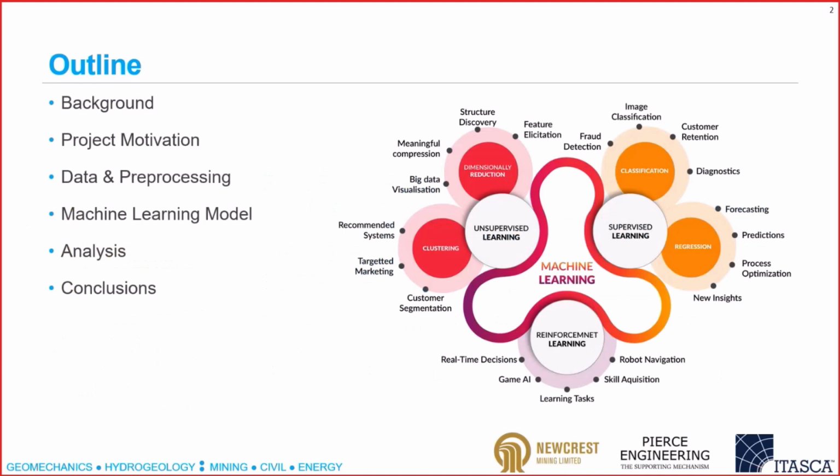Brief outline, I'll go through some background on the mine, talk through some project motivation, why did we choose machine learning to solve this problem, talk through some of the data and pre-processing that was done, some details of the machine learning model. I'll be talking through the details of the random forest model in this, talk through some analysis, and then some conclusions we reached.